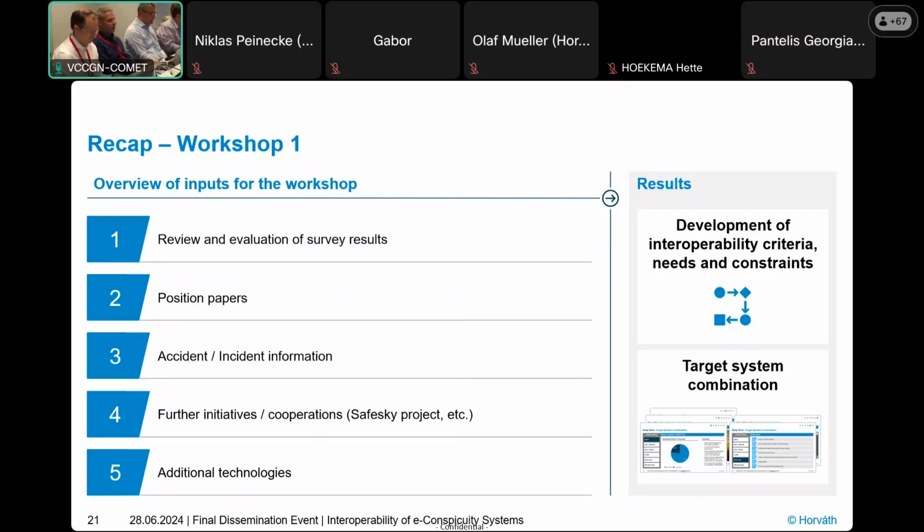And we reviewed additional technologies, for example, the demand-controlled night markings of wind turbines, flashlights coupled with alarm, and so on. Camera-related systems as well, and remote ID also. And what followed was the interoperability criteria, and at last they led to a target system combination, which I will show you next.